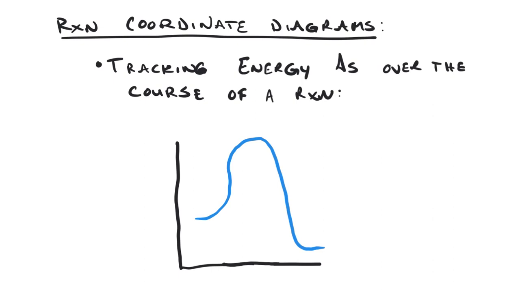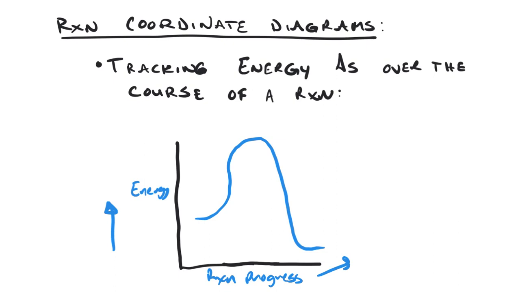If we're looking at energy, the label on our y-axis is energy. We're going from low energy up to high energy, so in order of increasing energy. And the x-axis is what we're going to call reaction progress, which is essentially as the reaction proceeds from reactants to products. This is how energy is changing.